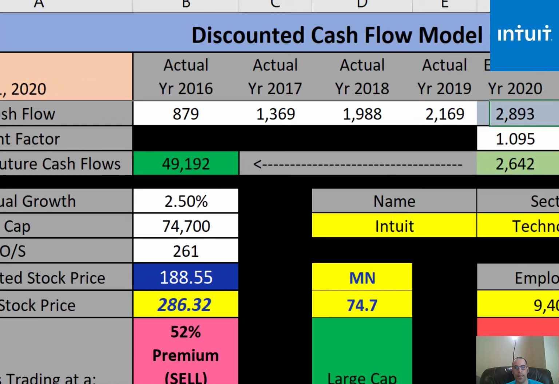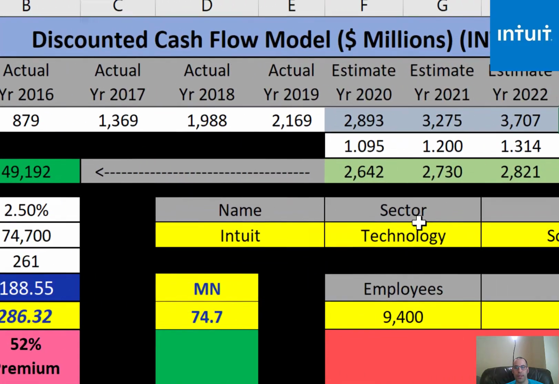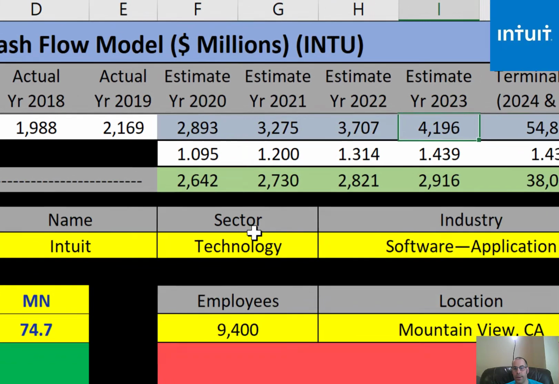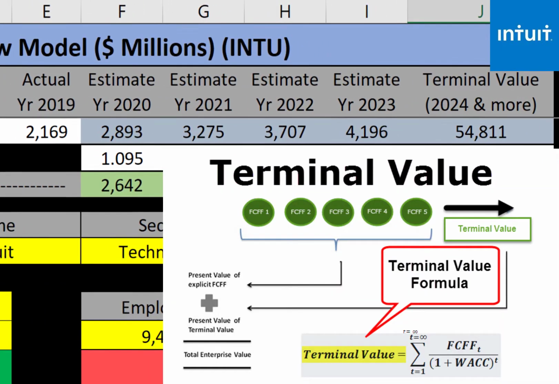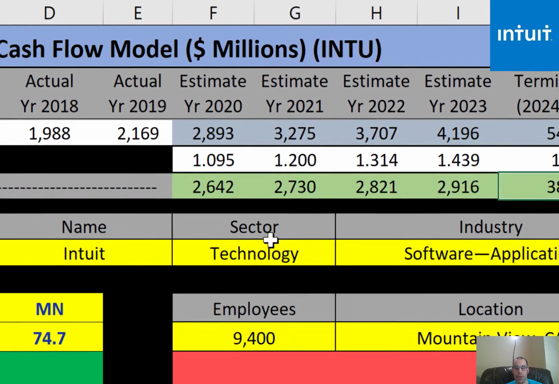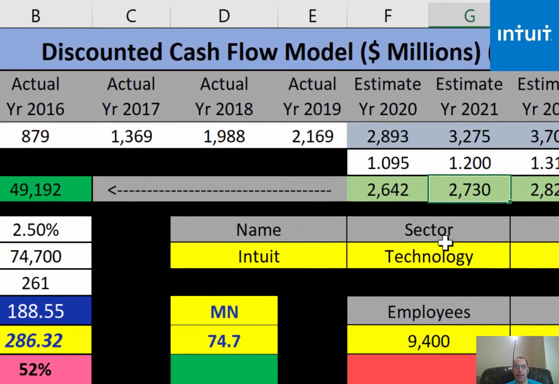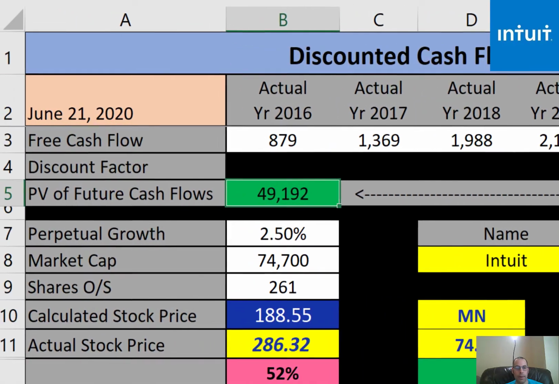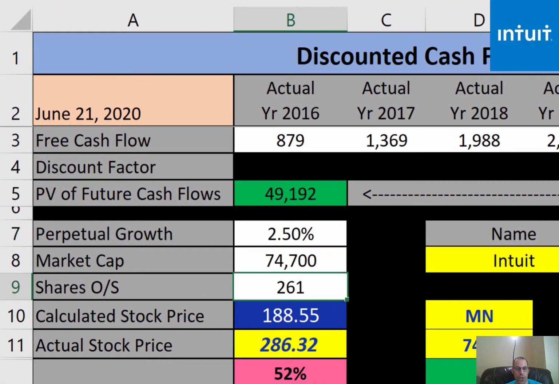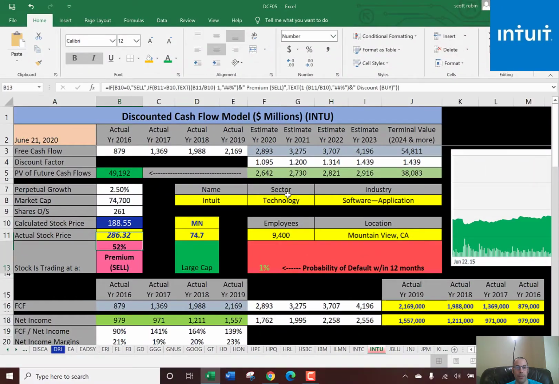We estimated 4 years of future free cash flows, and then we did a terminal value, which is all years past year 4. We discounted those numbers back to today using the weighted average cost of capital, and we get a value for the entire company of $49 billion. We divide that number by 261 million shares, and we get an intrinsic stock price of $189. It's trading at $286. So it's trading at a 52% premium. It's a sell according to the model.